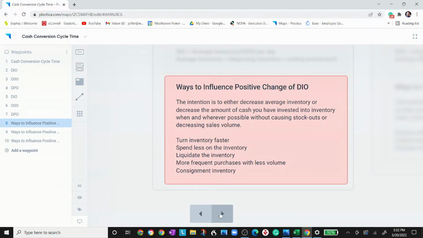In days inventory outstanding, the intention is to either decrease average inventory or decrease the amount of cash you have invested in inventory when and wherever possible without causing stockouts or decreasing sales volume. You can turn inventory faster. You can spend less on inventory, meaning cheaper prices on the products or services. Liquidate the inventory. Have more frequent purchases with less volume, meaning just in time, stuff like that, or consignment inventory. All these things influence the decrease of days inventory outstanding.